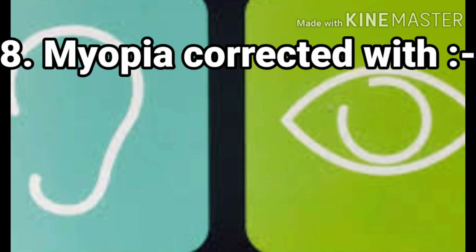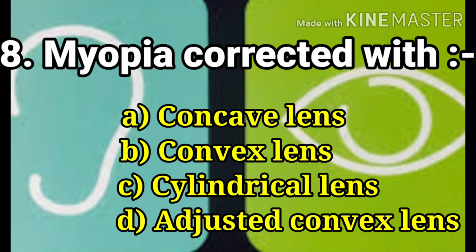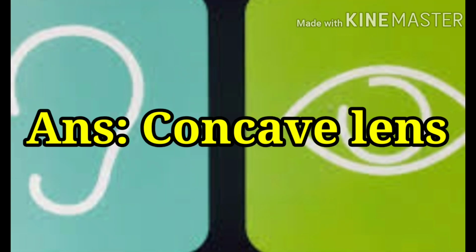And the next question: myopia is corrected with? The options are concave lens, convex lens, cylindrical lens and adjusted convex lens. And the answer is concave lens.